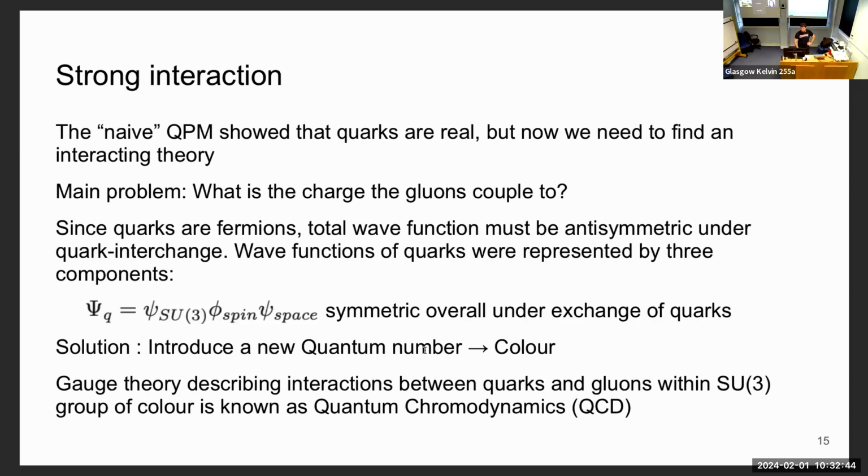The wave functions, of course, are represented by 3 components. I have a formula here, which is symmetrical overall under exchange of quarks, which is something that is not allowed in theory, because we would break the Pauli principle. That has to be antisymmetric. So this is already assuming that the SU3 group is the one that describes the theory. The solution to do that is to introduce a new quantum number, which is color. People tried different groups, and actually SU3 is the one that describes the actual strong force theory. And so that's why from the name color, you get to quantum chromodynamics, hence QCD.